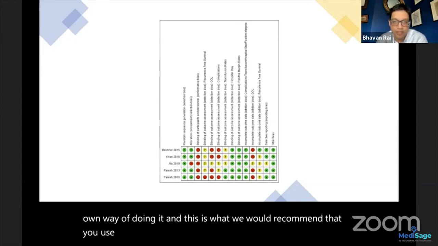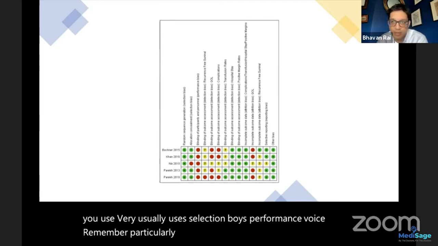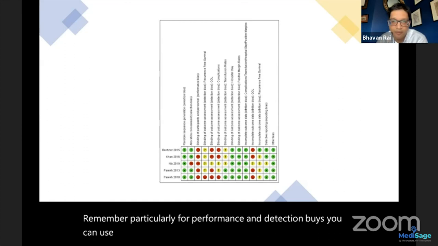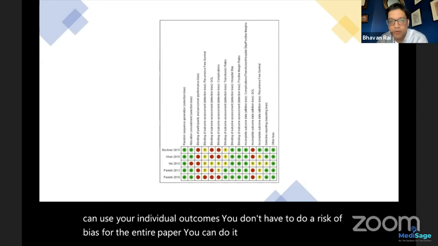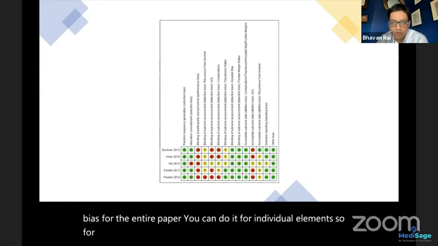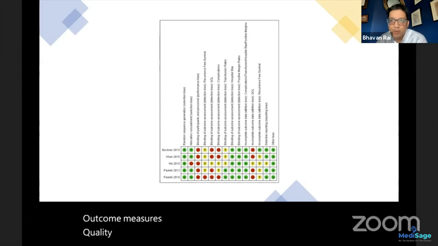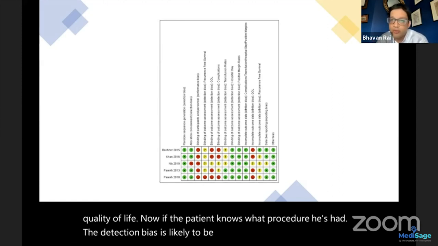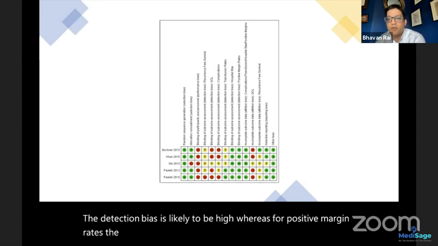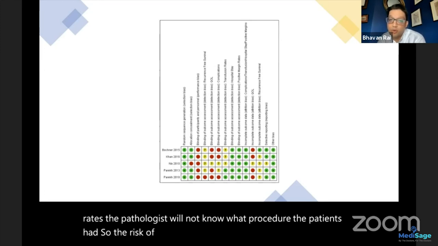It usually uses selection bias, performance bias. Remember, particularly for performance and detection bias, you can use your individual outcomes. You don't have to do a risk of bias for the entire paper. You can do it for individual elements. So for example, outcome measures, quality of life. Now, if the patient knows what procedure he's had, the detection bias is likely to be high. Whereas for positive margin rates, the pathologist will not know what procedure the patient's had. So the risk of bias may be low. So you can do sub-analysis within that as well.